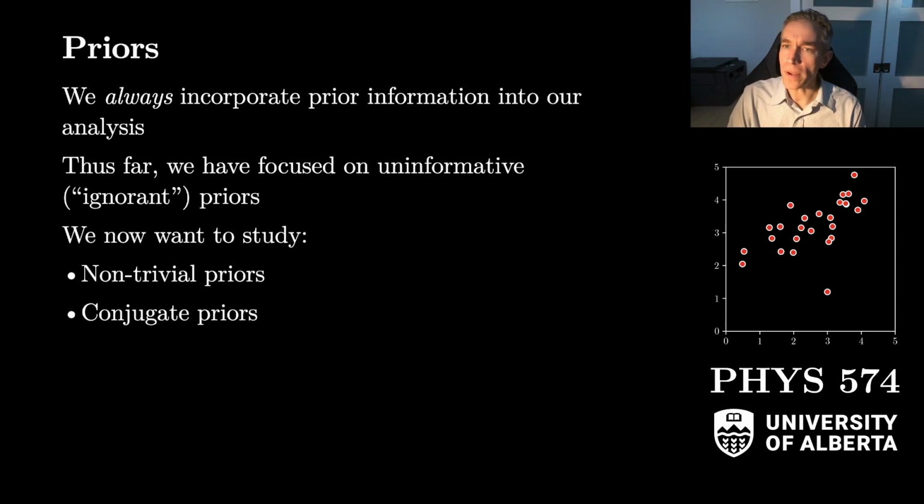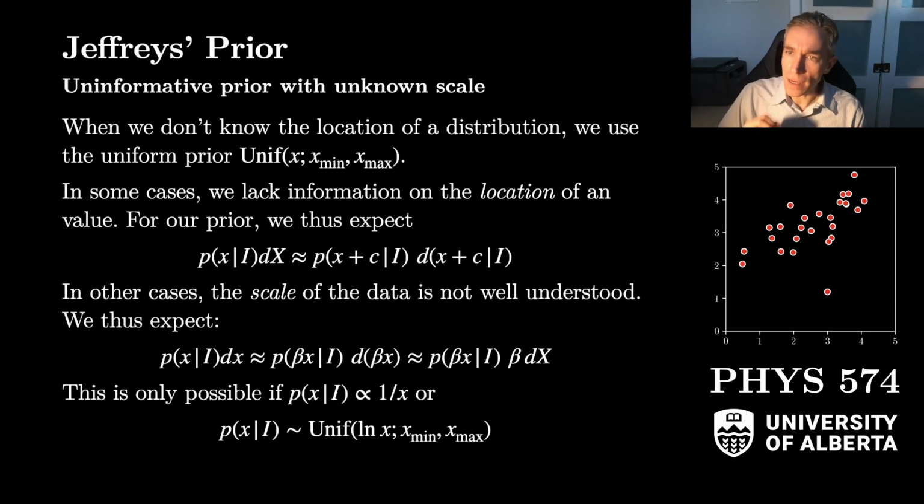And so far, we've focused on uninformative priors, which simply said, for example, the value is somewhere between some minimum and some maximum value. But in the case that we want to study today, we'd like to go over a slightly different uninformative prior and get into the study of conjugate prior distributions, which are a really useful and powerful tool for certain classes of problem.